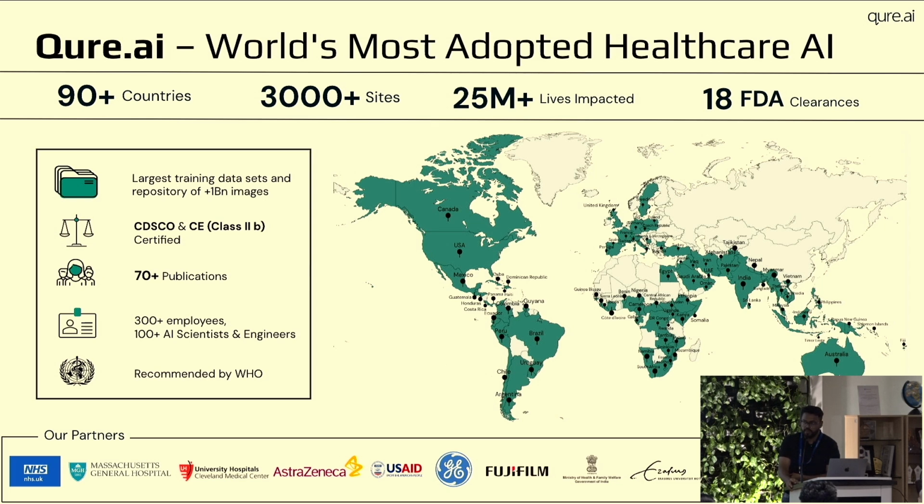And we are phenomenally working in the US with 18 FDA clearances and 3,000 plus sites. Sites means it could be a hospital, it could be a screening center, anything. So that is where we work.